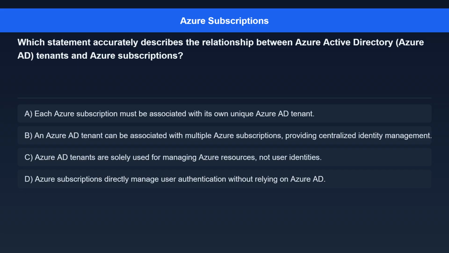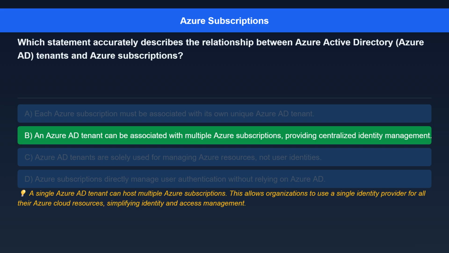Option C. Azure AD tenants are solely used for managing Azure resources, not user identities. Option D. Azure subscriptions directly manage user authentication without relying on Azure AD.